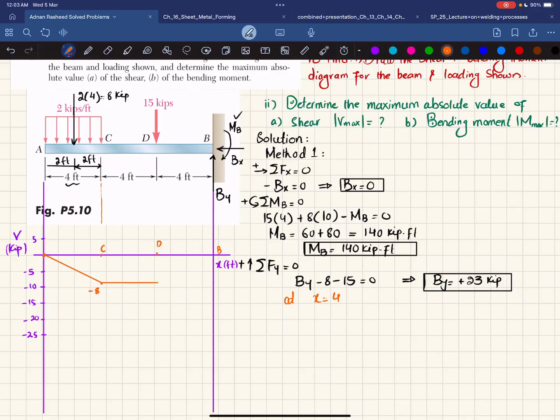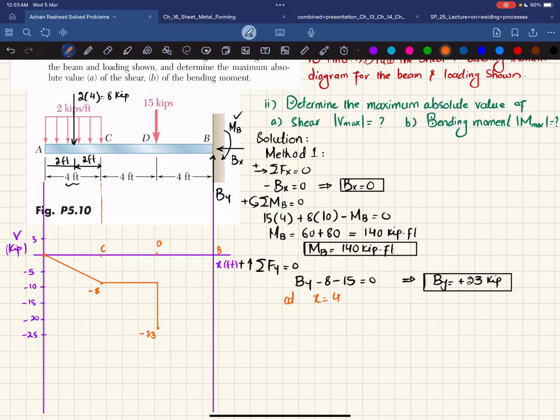But at point D, you can see you have minus 15 load. So minus 15 and minus 8 will give you minus 23 kips. So the shear force will change from minus 8 to minus 23. Let's say minus 23 is somewhere here. This is your minus 23. So the shear force will change from this to this.